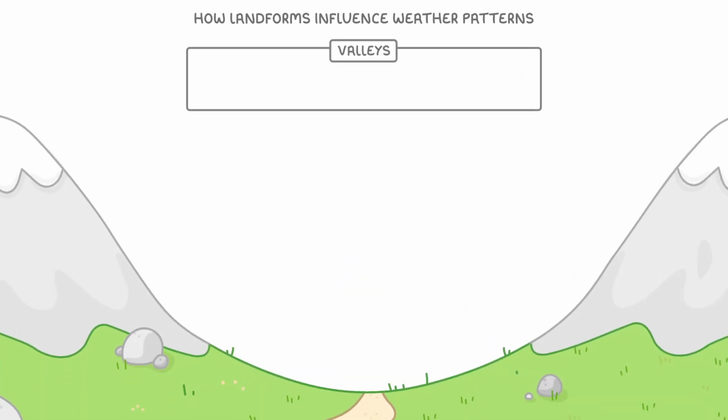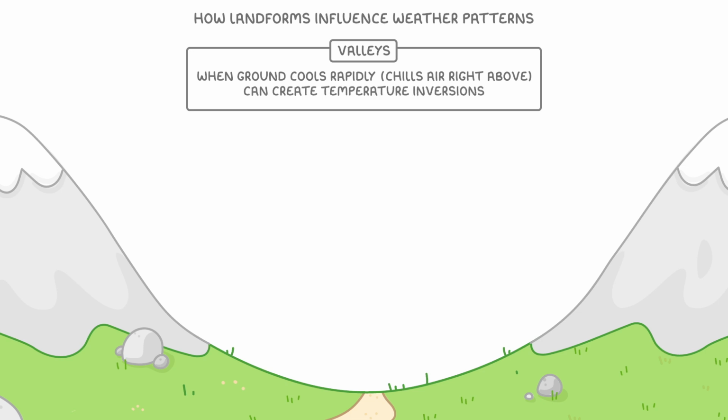Moving on to valleys, these create their own patterns too, especially on clear, calm nights, when the ground cools down rapidly and chills the air right above it. When this happens, it can create temperature inversions, which just means that the normal temperature pattern gets flipped upside down.